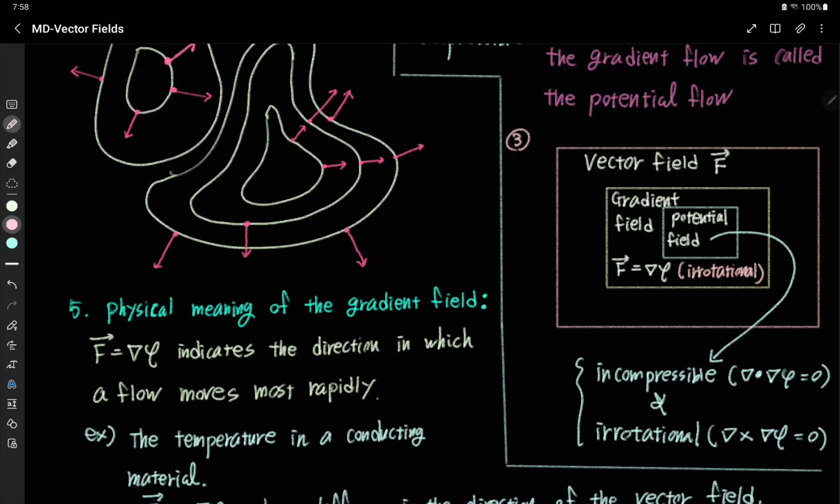Now let's dive deeper into the physical meaning of the gradient field. F equals the gradient of psi indicates the direction in which the flow moves most rapidly. This is true because, as I mentioned already, the gradient is orthogonal to the tangent at the point on the level curve. So the gradient gives us the direction of the most rapid movement, I mean, the highest velocity.